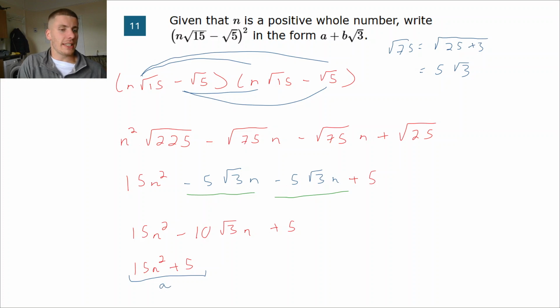And then you've got negative 10 root 3 n, which I'm going to write a bit differently. Sorry, I'm not going to write it as negative 10 root 3, because again, that n just represents a number. So that's just the b part. That negative 10n is the b part. And you can see it is in the form a plus b root 3, where a is equal to 15n squared plus 5. That's just a number, that n squared part. And then take away 10n, that negative 10n, is your b part, times root 3. And that is your first answer. Okay, so good.